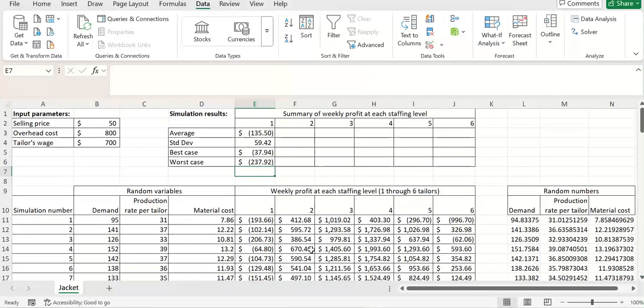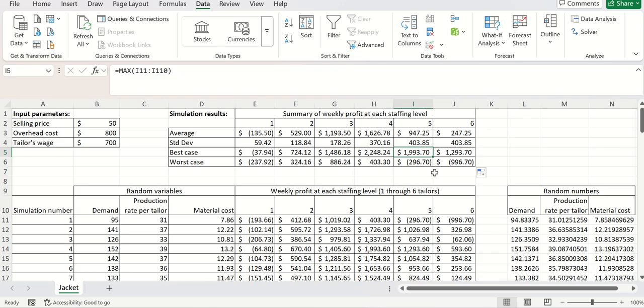All right, from a stochastic standpoint, this is what it says. If I only employ one tailor, the average loss that I'm going to get is $135 a week, all right? However, just based on the randomness of the variables, it could be as little as about $38 or almost as much as $238. So let's go ahead and take these formulas now and stretch them across.